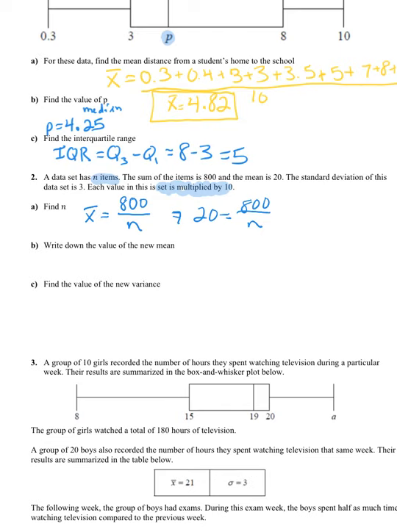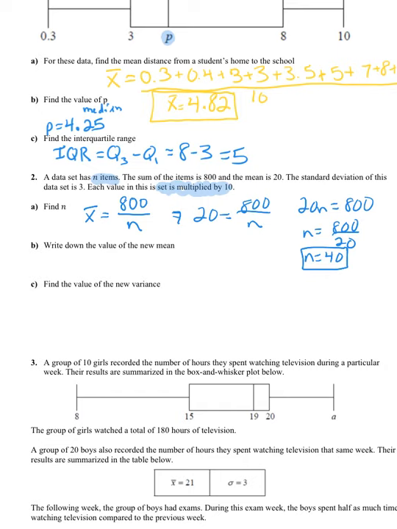So in this case, we multiply both sides by n. We get 20n equals 800. Divide both sides by 20. n equals 800 divided by 20. So n equals 40. That would be our n value. So there are going to be 40 items.